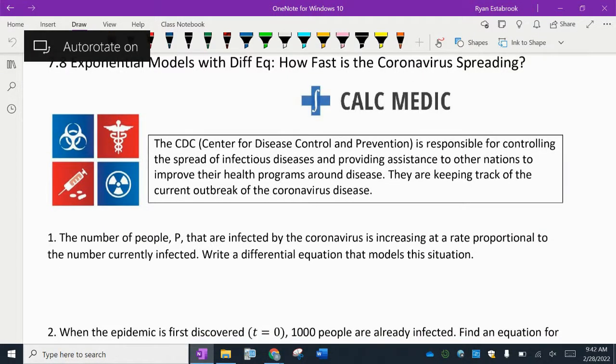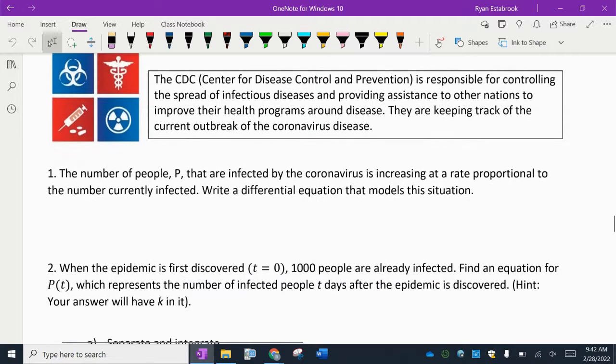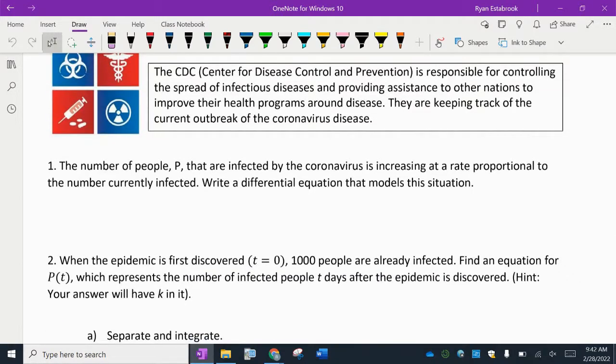Okay, here we go, section 7.8, exponential models with differential equations. Talking about the CDC, number one: the number of people, P, that are infected by the coronavirus is increasing at a rate proportional to the number currently infected. Write a differential equation that models this situation.